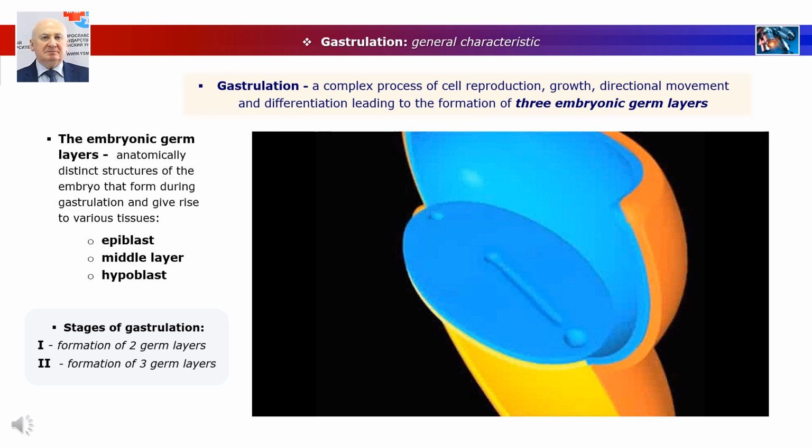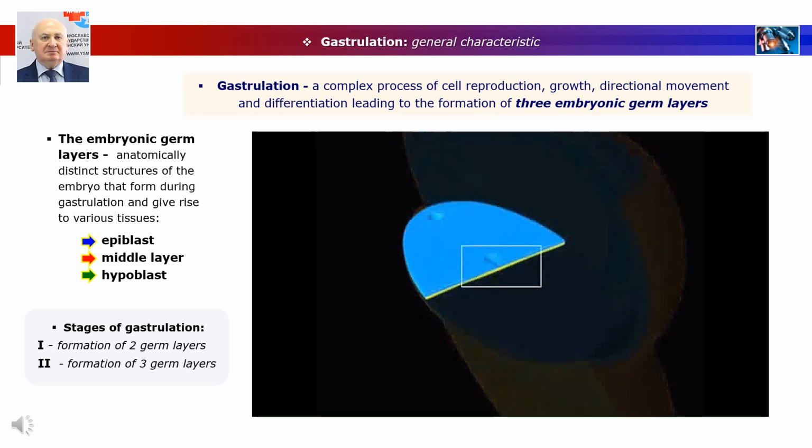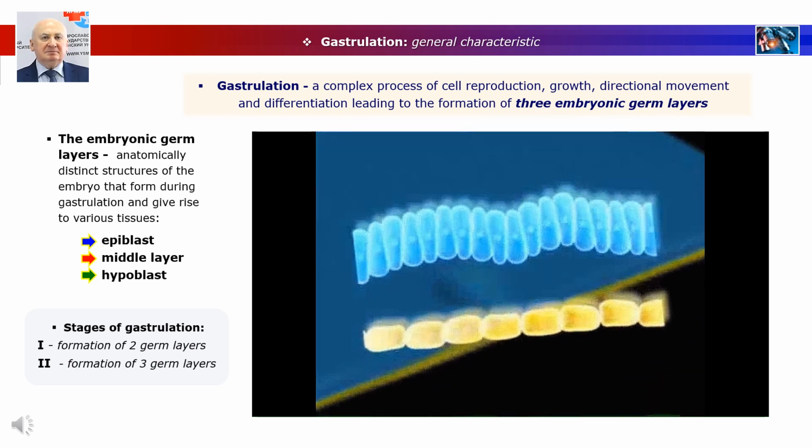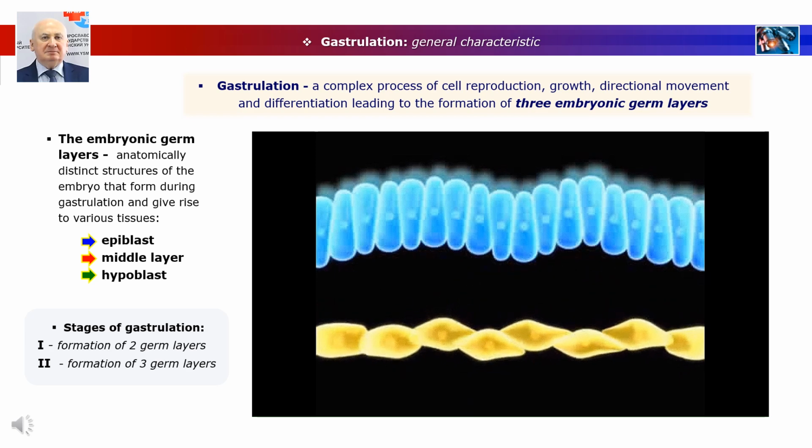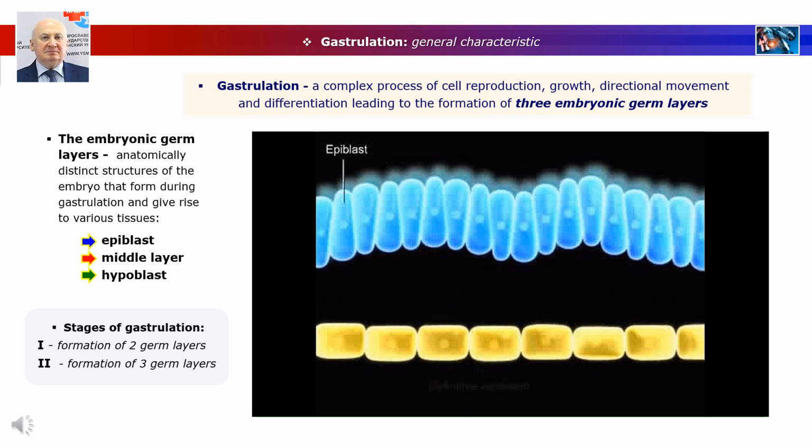During gastrulation, 3 embryonic germ layers are formed: the outer layer, or epiblast, the middle layer, and the inner layer, or hypoblast. Gastrulation proceeds in 2 stages. In the first stage, 2 embryonic germ layers, the epiblast and hypoblast, are formed. In the second stage, the middle embryonic germ layer is formed between them. It is important to note that the formation of 3 embryonic germ layers as a result of gastrulation is a universal regularity in the embryogenesis of all chordates.